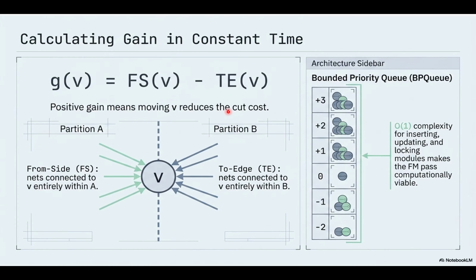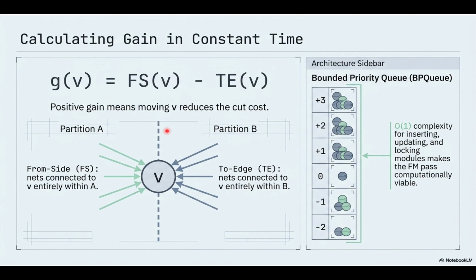Yes, exactly. Now the to edge, conversely, represents the number of nets connected to the module that are currently sitting entirely over in block 1, just waiting for it. I see. So if a module is tethered to, say, 10 nets in block 1, but only 2 nets in its current home of block 0, that FS minus TE calculation yields a highly positive gain. Because 10 minus 2 is 8, positive gain. So moving it naturally untangles the hypergraph. Precisely. The FM algorithm greedily searches for the module with the highest positive gain and just moves it.